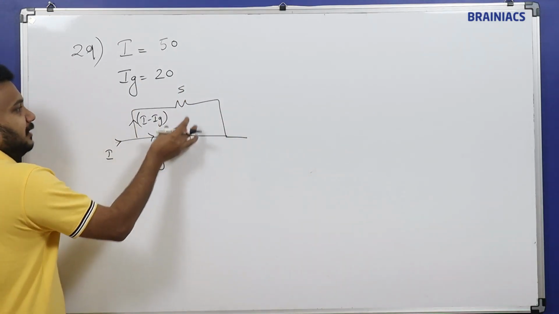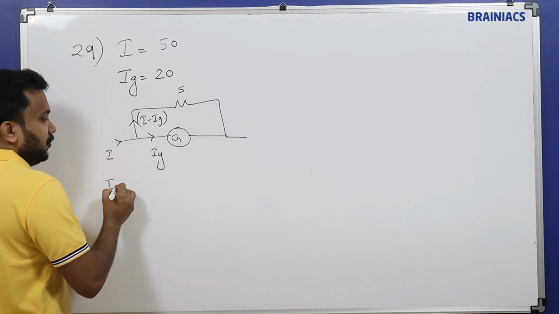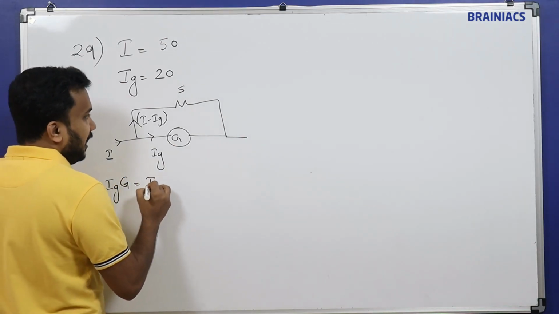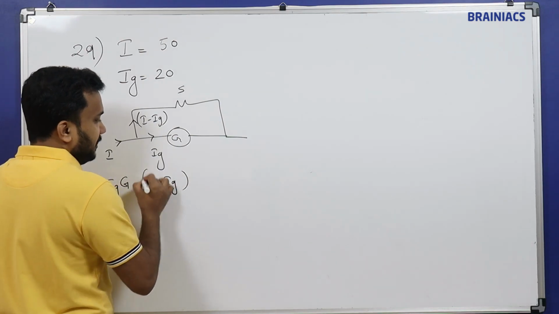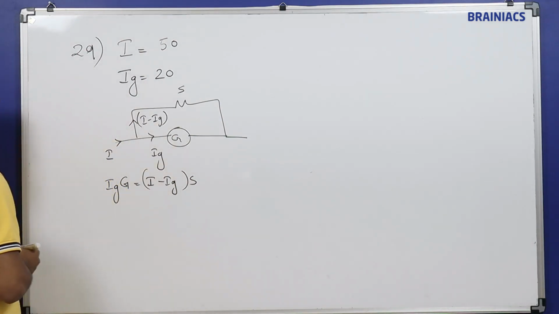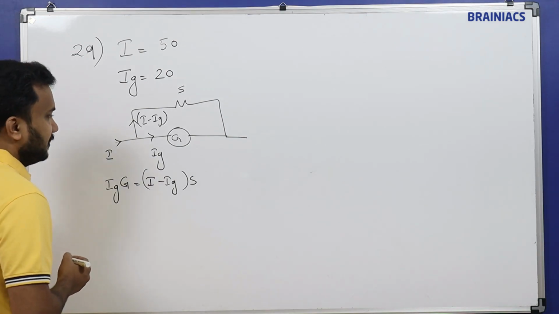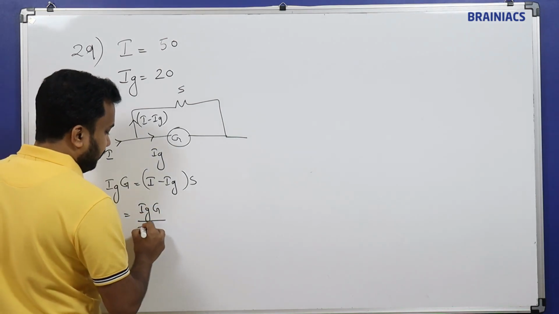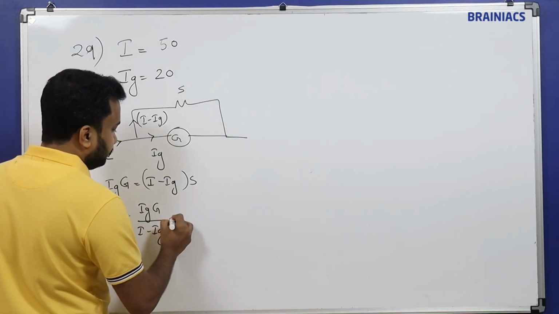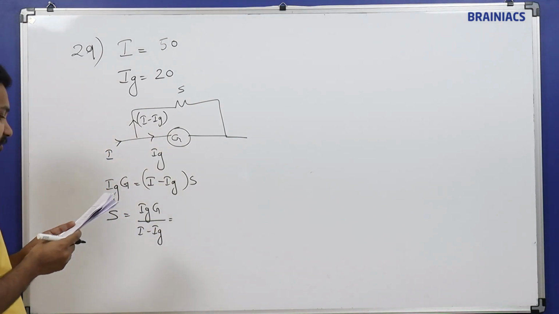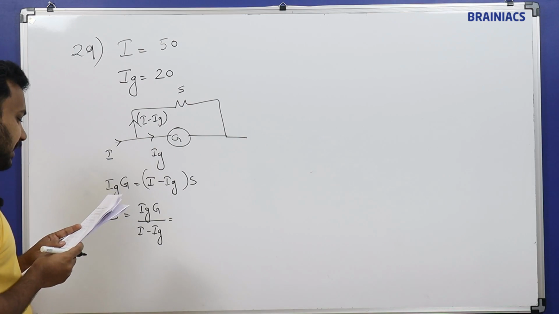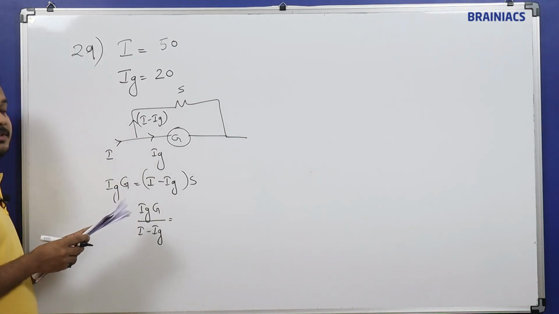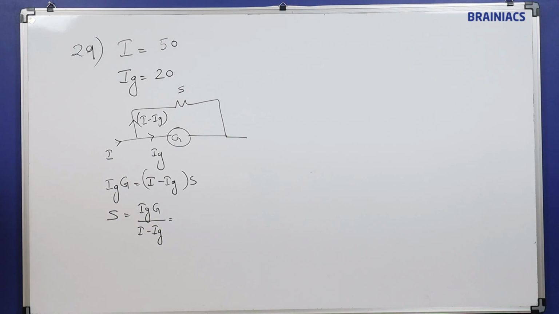Now we know that in a parallel circuit the voltages are the same. So Ig into G is equal to (I minus Ig) into S. We have already learned this from converting a galvanometer into an ammeter. So S equals Ig into G divided by (I minus Ig). Here the shunt value is given and we need to find the resistance of the galvanometer. All the values are available, we need to substitute.